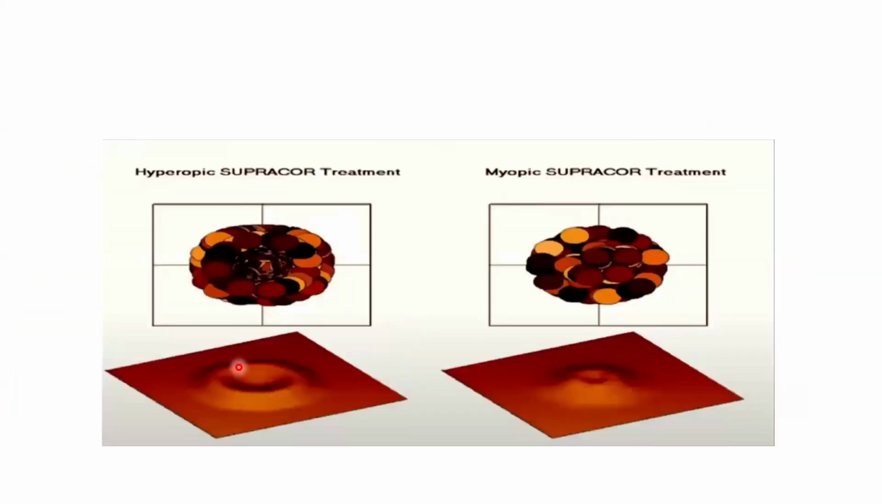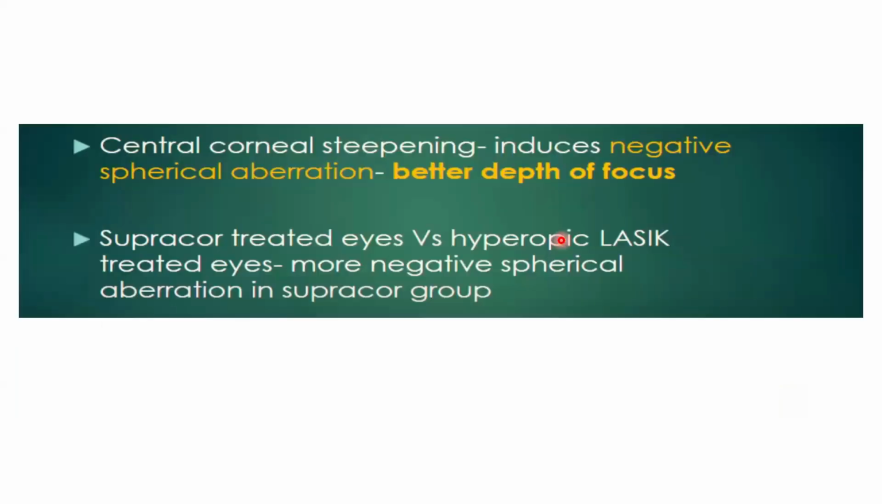This is the kind of corneal profile we look for after a hyperopic Supracore treatment and after a myopic Supracore treatment. The central corneal steepening here is also going to induce a negative spherical aberration and give a better depth of focus.